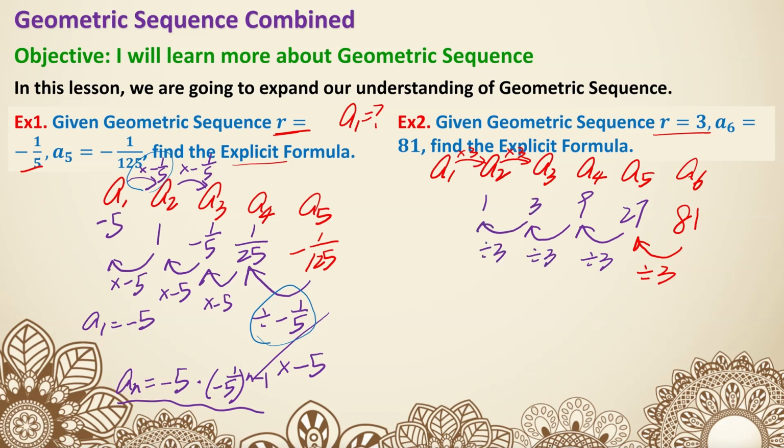Divided by 3 again, it's a 1. Then divided by 3 again, it's a 1/3. So we know a sub 1 is 1/3. So we can actually write a sub n equals 1/3 times 3 to the n minus 1 power. There you go. That's example 2.